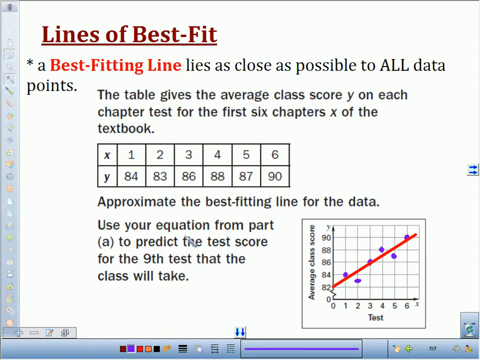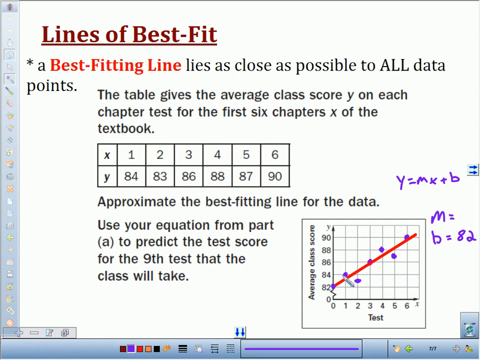Right? Now I can use the equation of this line to make predictions. To use the equation of the line, this is a line, I can find m and b and write the equation of the line in y = mx + b form. So that's what I'm going to do. b looks like it is at about 82. So I'm going to say b is 82.